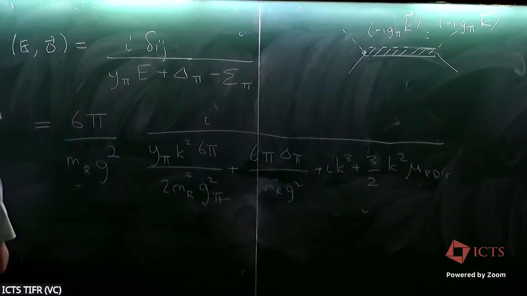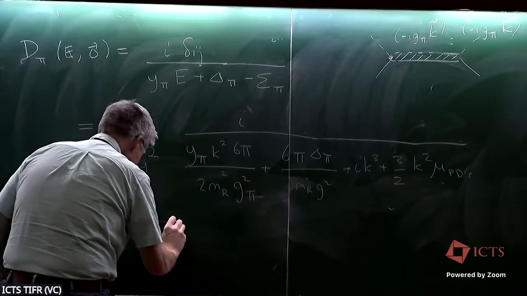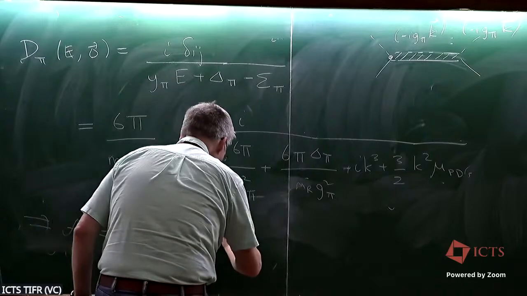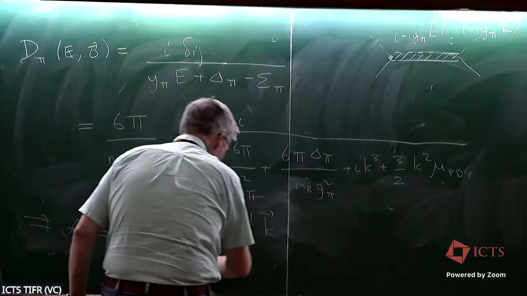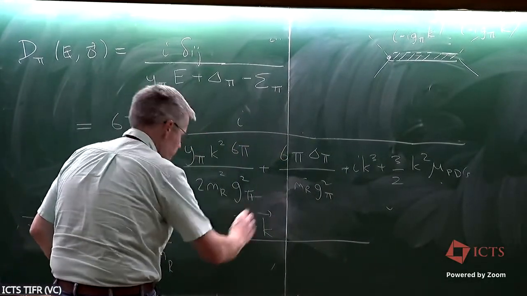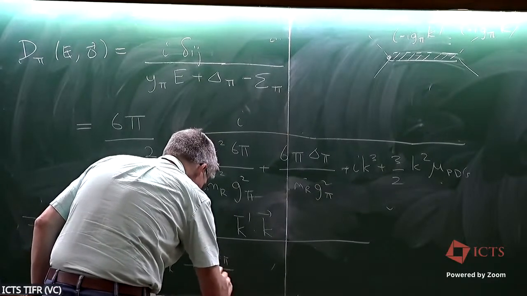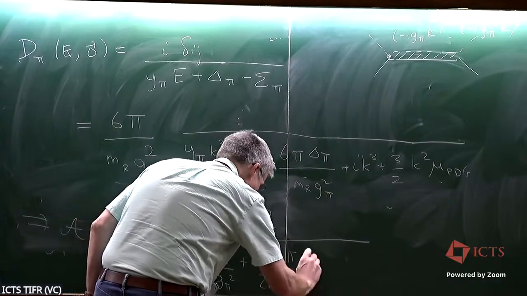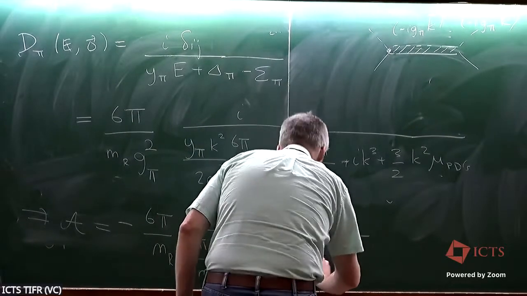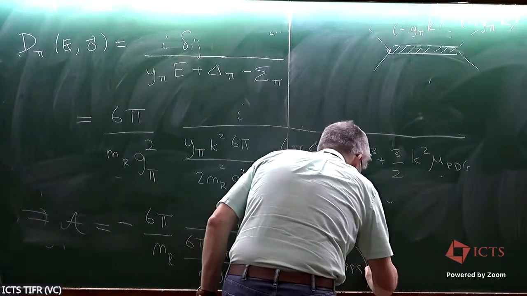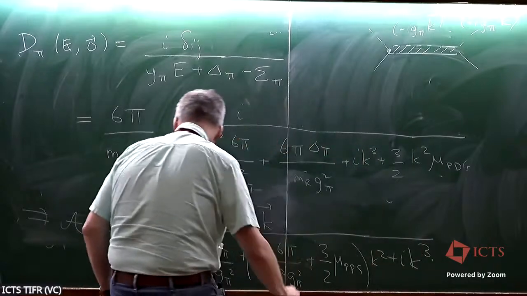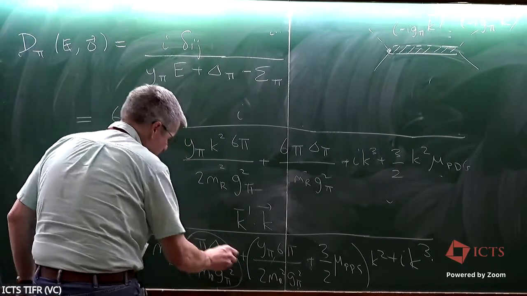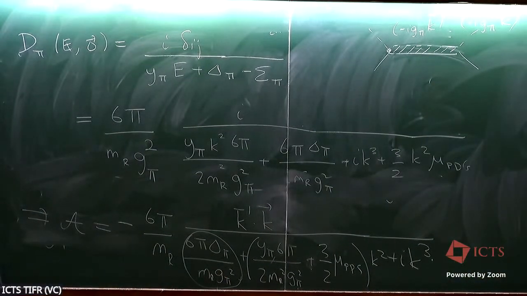So this implies an amplitude which is minus 6 pi over mr, the factors of g pi cancel, a prime dot k, and then this combination, 6 pi delta pi over mr b pi squared plus... Okay, so if I did this right, this combination here, in PDS I should say, is going to be minus 1 over A1.